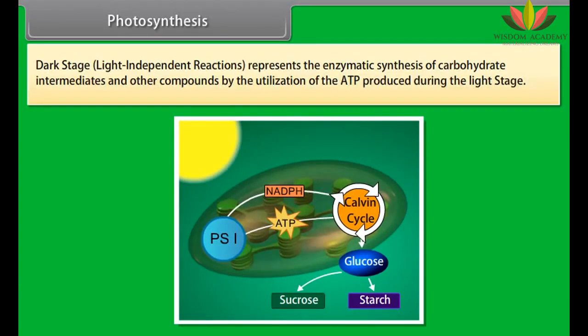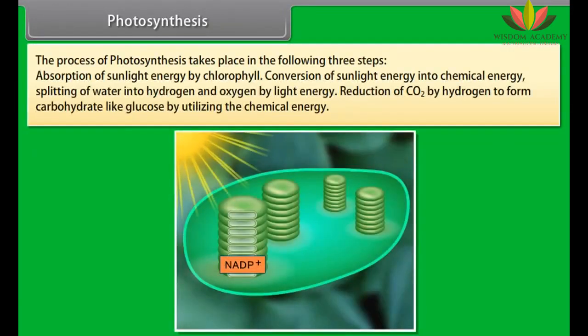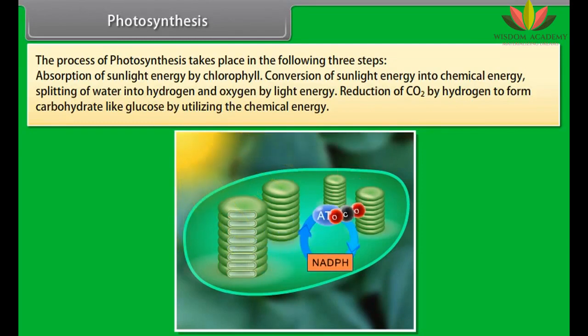The photosynthetic process has been shown to be divided into two major phases. Light stage, the light-dependent reactions, represents conversion of radiant energy to chemical energy in the form of ATP. Dark stage, the light-independent reactions, represents the enzymatic synthesis of carbohydrate intermediates and other compounds by the utilization of the ATP produced during the light stage.